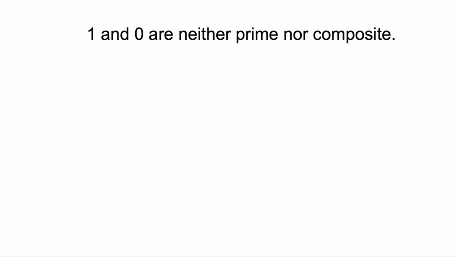1 and 0 are neither prime nor composite, and let's talk about why. To get the number 1, there's only one way to get number 1, and that is 1 times 1. We talked about those double factors and how you only count them once, so the only factor for 1 is 1. There's only one factor. To be a prime number, you have to have exactly 2 factors. So 1 can't be prime, and it can't be composite because it doesn't have more than 2 factors. So 1 is not prime and not composite.